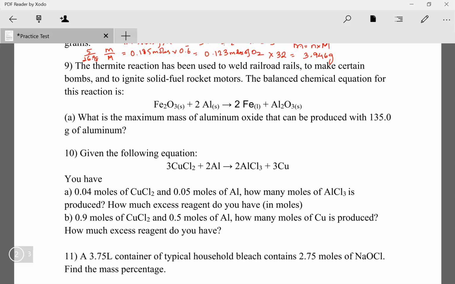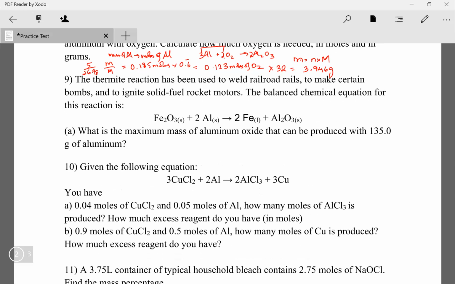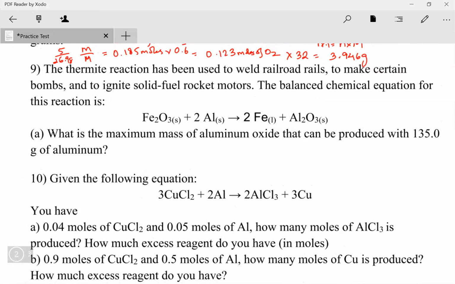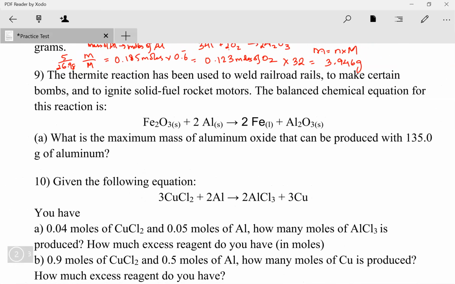What is the mass of aluminum oxide? This is almost exactly the same kind of question, right? I have 135 grams of aluminum here, and I have to find the mass of aluminum oxide.